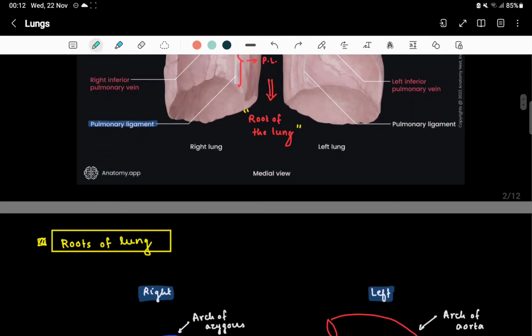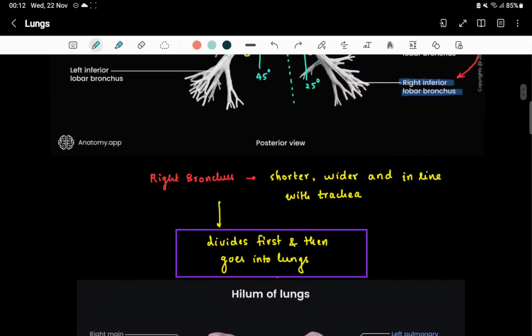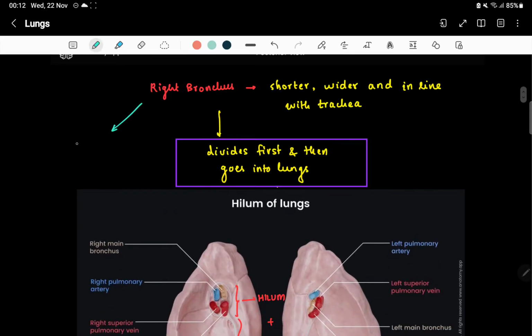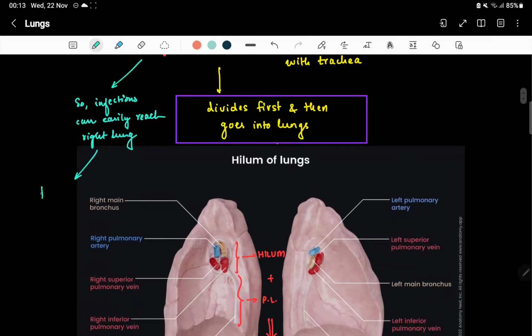So you can write, infections can easily reach the right lung, and thus the right lung is more prone to infections. Right lung is more prone to infections.